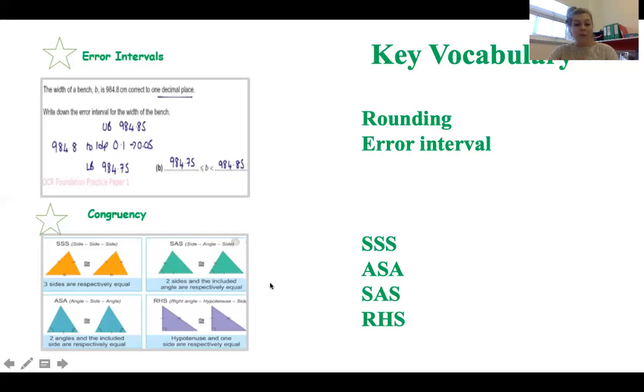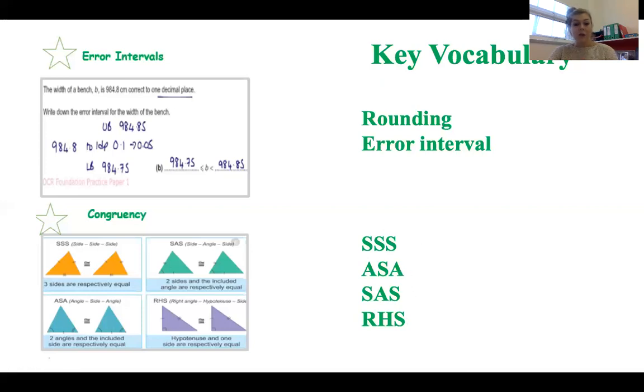For congruency, we just want to recap on this again because we looked at this first of all in LP1, being able to identify the conditions of congruency and making two triangles congruent. Remember, the word congruency means that they are exactly the same, however they may have been rotated or translated in some way. And there are 4 conditions here: side, side, side; angle, side, angle; side, angle, side; and right angle, hypotenuse, side. These tell us that the triangles are congruent if they have these conditions that are the same.